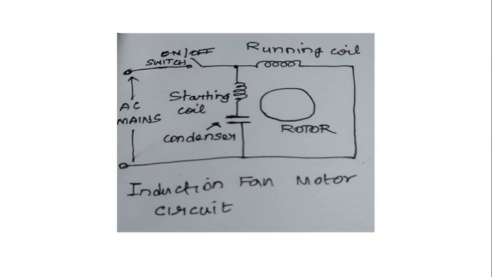The induction fan has two coils. One is the running coil, another one is the starting coil. The starting coil has a condenser in series. An induction motor does not self-start. So to make it self-start, they have added one starting coil so that this motor becomes a split phase induction motor which will start by itself. This is how the induction motor circuit is.